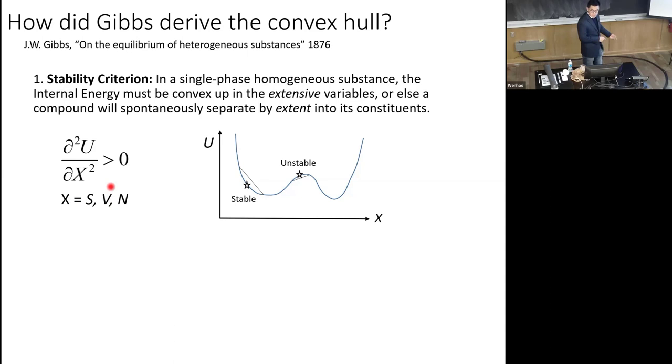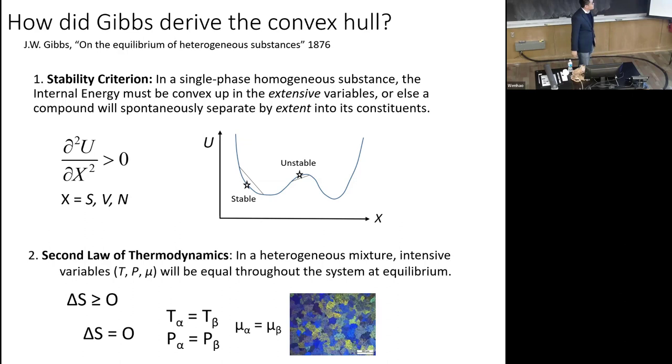If this has this shape in the volume axis, then a compound will phase separate into two different volumes, okay, a high volume or a low volume. The second criterion is the second law of thermodynamics. We all think about the second law of thermodynamics as the entropy of the universe is increasing, which is, to me, not a very interesting engineering statement, right? I've never been designing a material and thought, well, the entropy of the universe better be increasing right now.